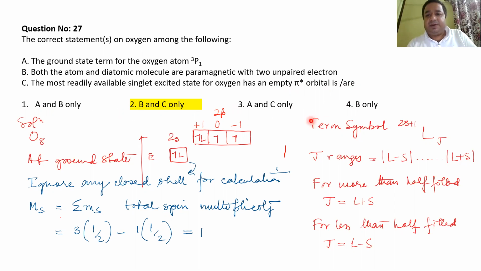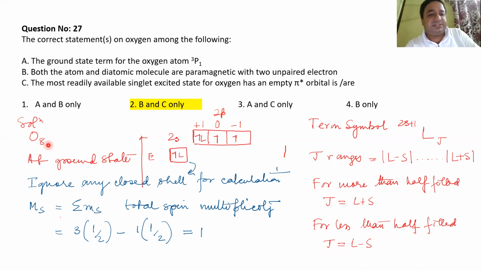So I've already given the solution over here. Now see, the term symbol is represented as 2S plus 1 L J. Here the J is going to range from L minus S to L plus S. For more than half filled, it will be J equal to L plus S. For less than half filled, it will be J equal to L minus S.